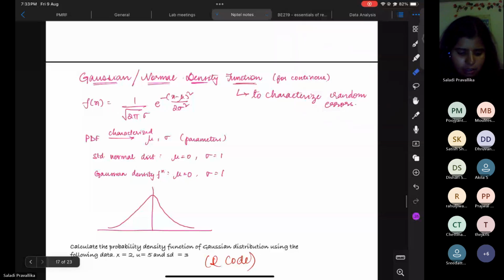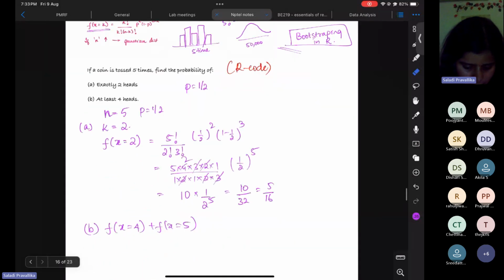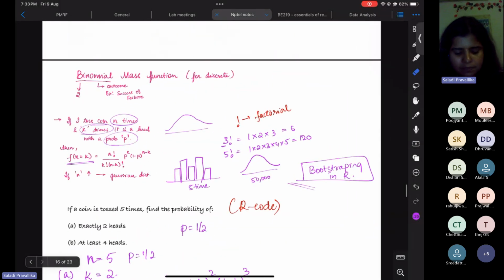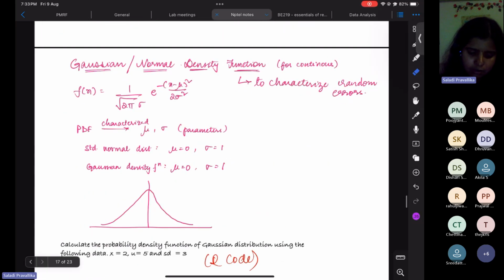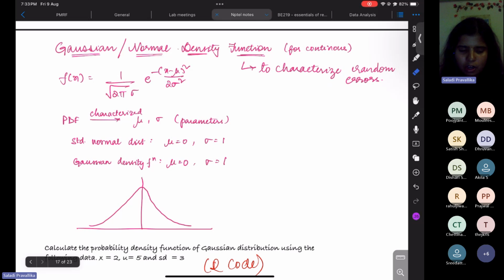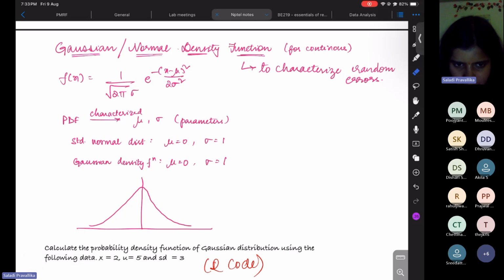Okay. So yeah, we have seen this one. So this binomial mass function is for discrete values. So for discrete outcomes, we are having something. Now we will look at something called Gaussian or normal distribution. Okay. So these are for continuous values, and I have already shown you how a Gaussian graph looks.